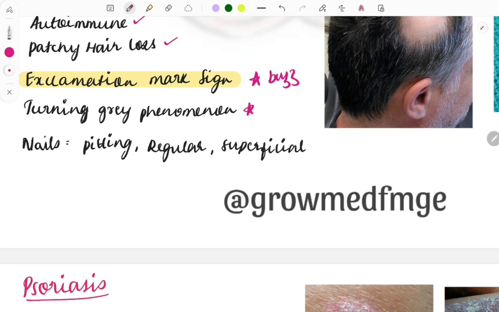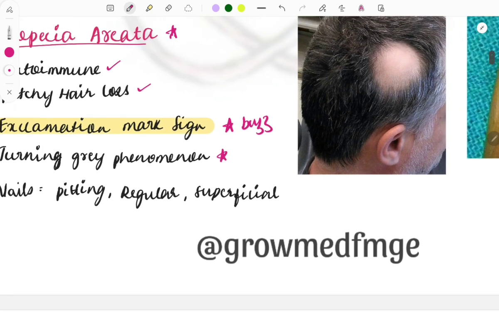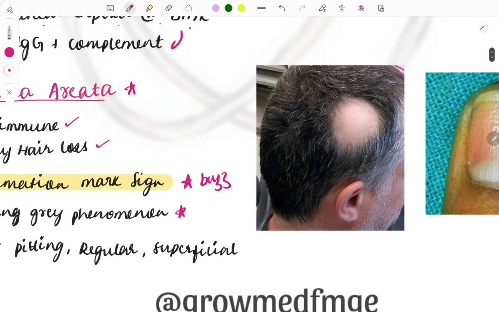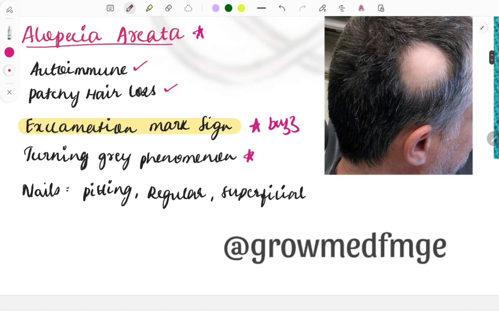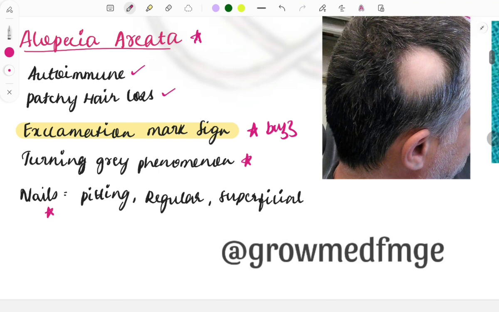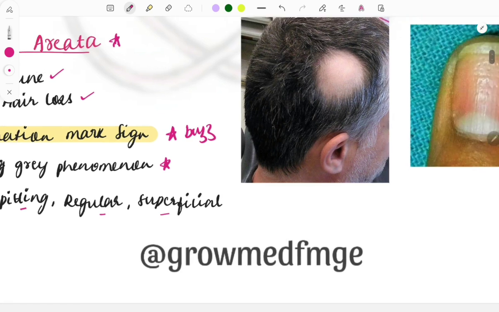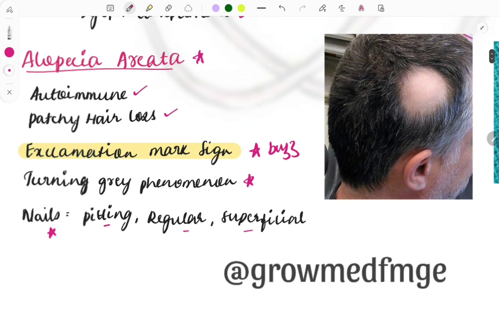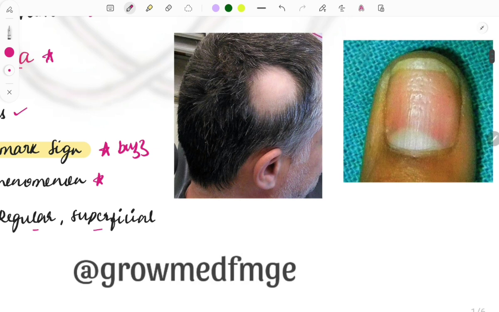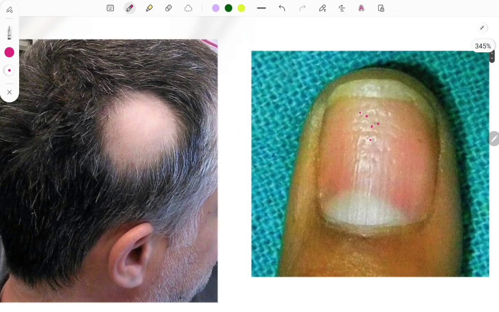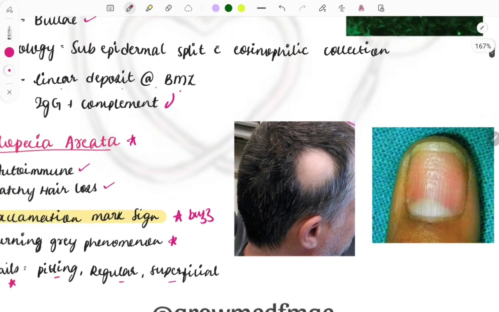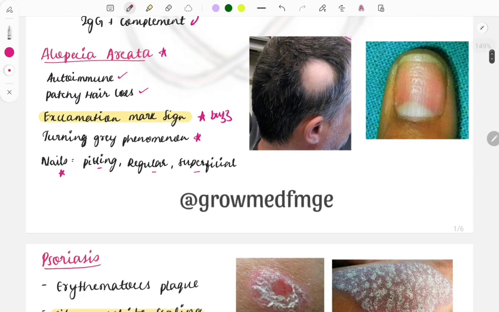Then the turning gray phenomenon is seen. That means the hairs which have turned gray will not be lost. Okay, so these hairs will be preserved, as you can see here that the gray hairs are not lost. So this is called the turning gray phenomenon. And another important feature seen with alopecia areata is the nail changes. So in the nail, you can see pitting, regular and superficial. This is the image which you can see in alopecia areata, the nail changes. So you can appreciate here that pitting is present, and it is superficial and regular.